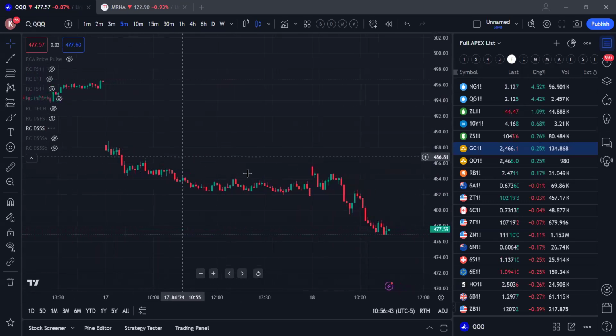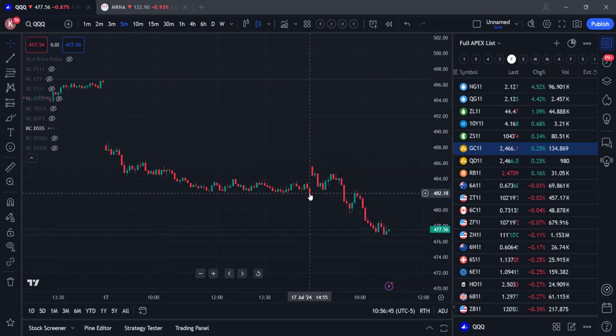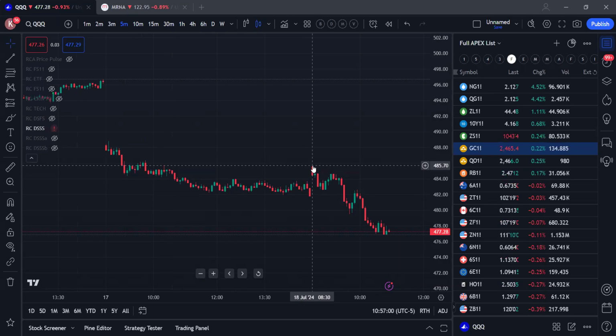So even on the 17th, if you see, right around 3 o'clock, it was here. When the market opened, right here it was 482. When the market opened, it was 485.3 or 485.7. Right, nearly 3 to 4 points gap between your closing price and the opening. That means there is a lot of gap between your open and your close.